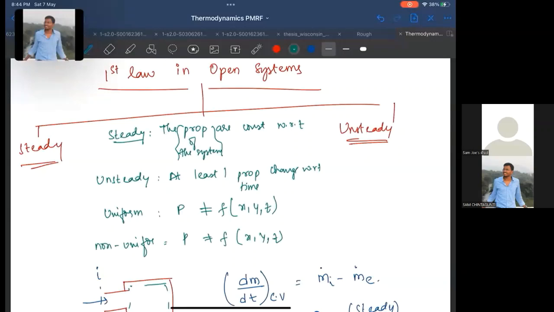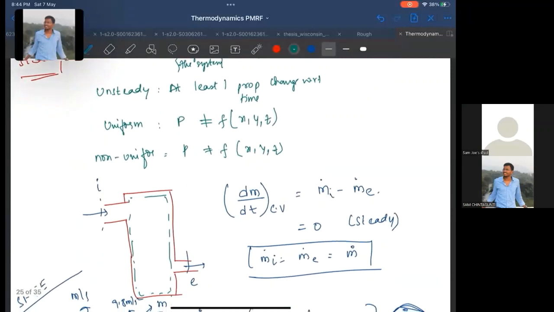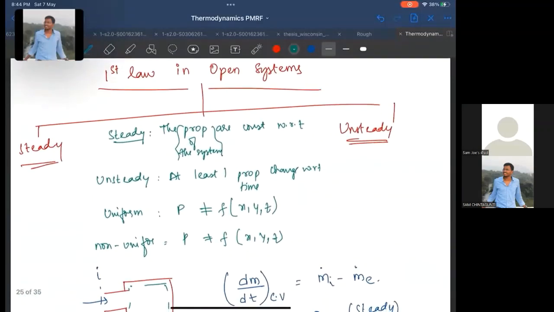Now let us look at first law in open systems. Again, in open system, we can divide the entire spectrum into two parts, which is steady and unsteady. So what does steady mean? Steady means that the properties of the system are constant with respect to time. So none of the properties like volume, pressure, temperature, etc., or internal energy, etc., change with respect to time. So that is steady, and unsteady is at least one property change with respect to time.